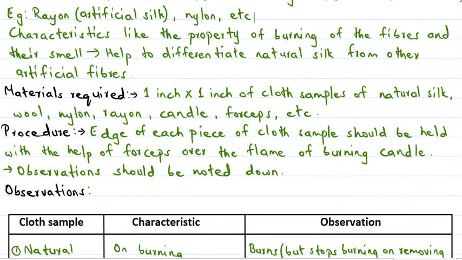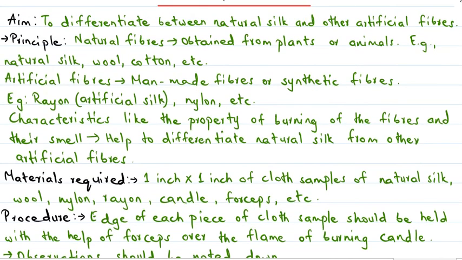So today we have seen an experiment. We have talked about an experiment with the help of which we can differentiate between natural silk and other artificial fibers. So this was the aim of the experiment. So what was the principle?